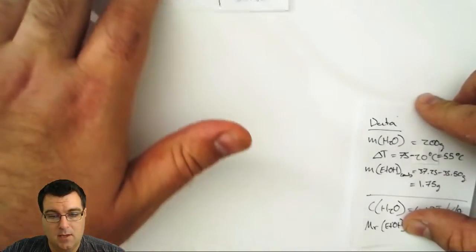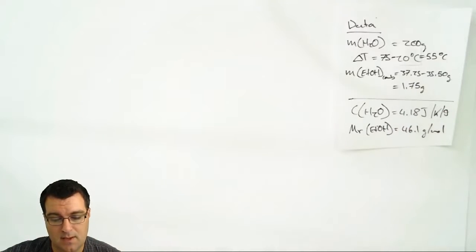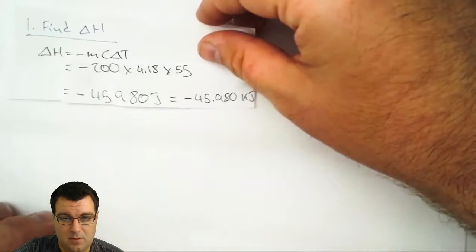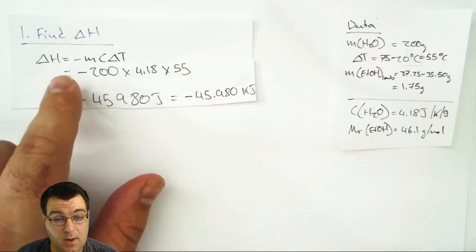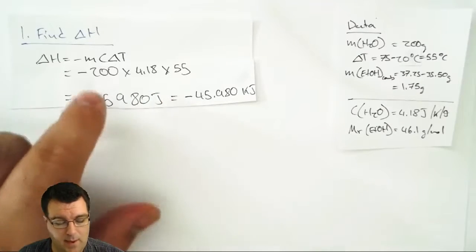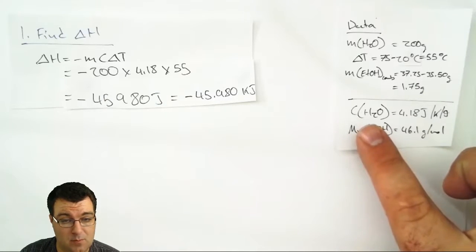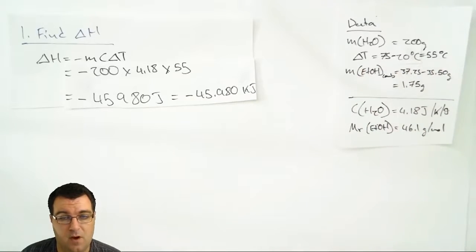Let's just move this out of the way as we worry about answering this question. The first thing we have to do is find the amount of energy that was captured by that water as it rose 55 degrees. So our first step is to find delta H, and we do that using this familiar equation from the preliminary course. Delta H equals mcΔT, where m is mass, c is the heat capacity of water, 4.18 joules per Kelvin per gram, and delta T is the change in temperature, in this problem 55 degrees.